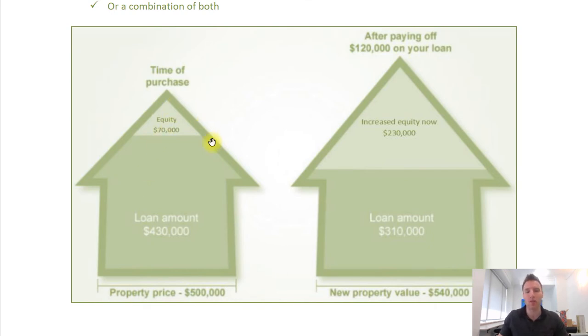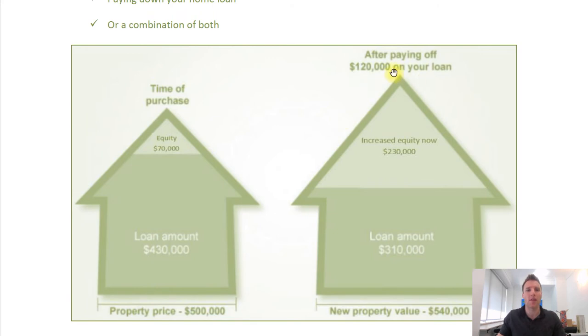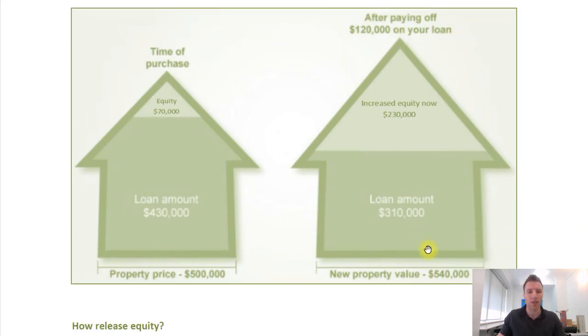So to begin with, there's a thing called equity, which is 70,000, and then there's available equity, and that's just the amount that you can borrow over and above your current loan. So say for example you wanted to borrow 90% of 500,000. That's a 450,000 loan. Your loan's 430. That means your available equity is 20,000. So let's say after some time you end up paying your loan down by $120,000, and at the same time your property value goes up to 540,000.